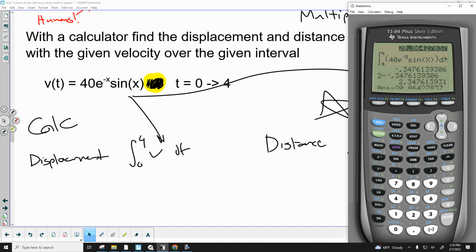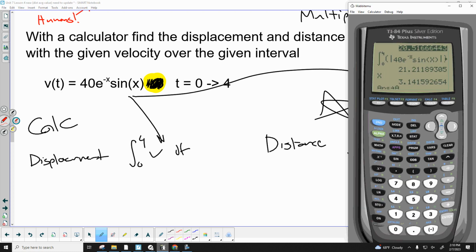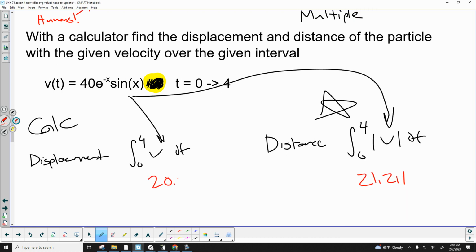I did this earlier today. I got 21.211. And I got 20.516. I hit delete. What's going on? What's going on YouTube?